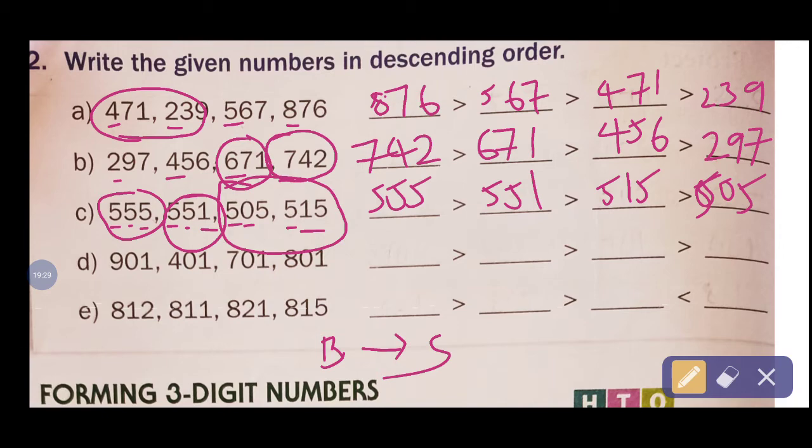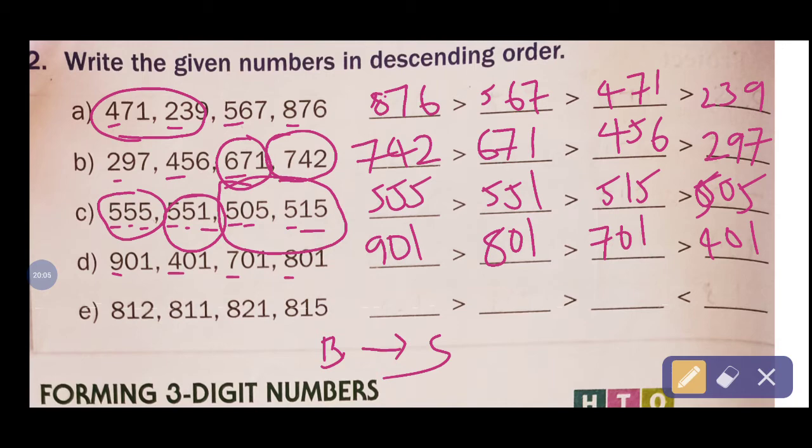Okay, now next question, D question. 901, 401, 701, 801. Count the first digits: 9, 4, 7, 8. Which is bigger? 9. So 901 is the biggest. Second, I am going to do 801, then 701, and next 401. Okay, children? I am doing it fast. Check it. You also do it with us.